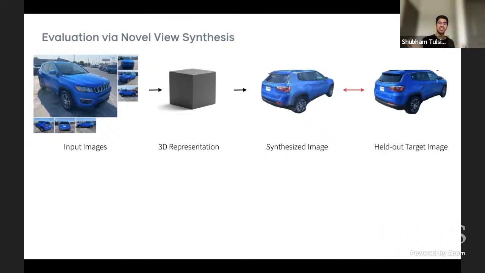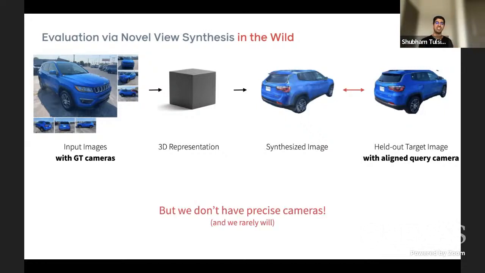And while this is a reasonable evaluation protocol, what this implicitly assumes is that we know precisely the ground truth cameras for both the input images, and more importantly, know the precise camera for the query image, because we say that this target image should be synthesized from a viewpoint of 30 degrees elevation and 20 degree azimuth, for example. And this is really a challenge because we don't have precise cameras in realistic, in the wild sparse view reconstruction setups, and we very rarely will. And so we also need a way of evaluating this 3D reconstruction while accounting for the fact that we don't have precise cameras even at testing.